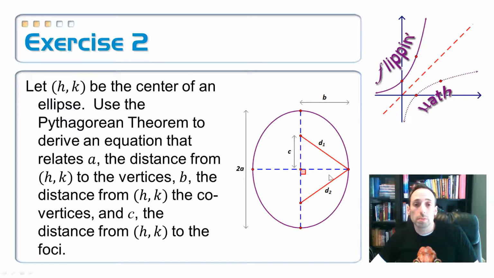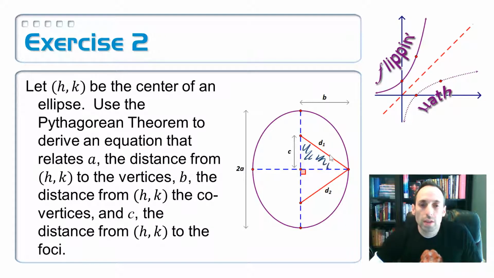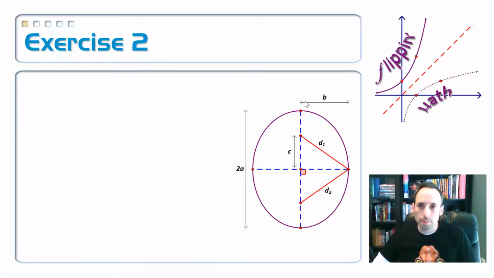And now I'm going to use the Pythagorean Theorem with this little right triangle that's in here. I'll color this thing in. And you use the Pythagorean Theorem, a squared plus b squared equals c squared, and derive an equation that relates these three parameters. So this is all going to be nice and animated for us. So first one is the definition, locus definition says that d1 plus d2 has to be constant, and that constant is 2a, the length of the major axis.